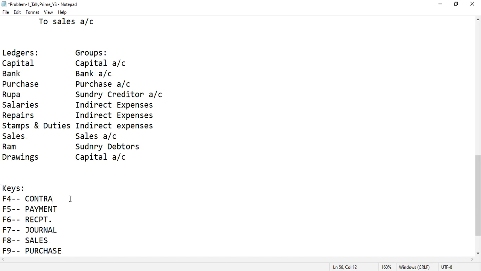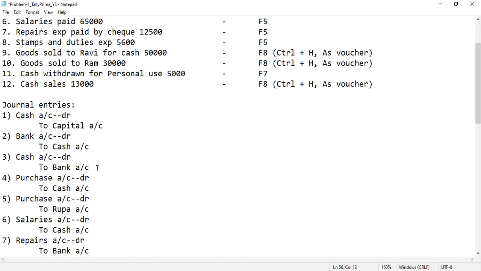Contra: what is meant by contra? In one transaction, both the cash ledger and the bank ledger need to be affected, one on the debit side and the other on the credit side. This kind of entry is called a contra entry. Observe here: bank to cash, cash to bank. In both transactions, both ledgers have been affected, one debit and one credit. So these two entries come under F4, the contra.